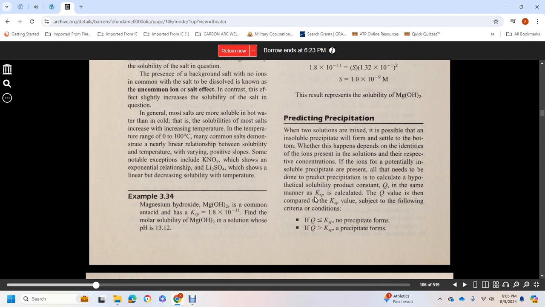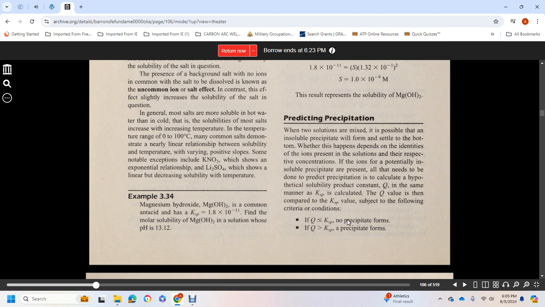Predicting precipitation. When two solutions are mixed, it's possible an insoluble precipitate will form and settle at the bottom, but whether it does depends on the ions present in solution and their concentrations. To predict precipitation, a hypothetical reaction quotient, Q, in the same form as the Ksp expression, is calculated and compared with the Ksp value, subject to the following conditions.